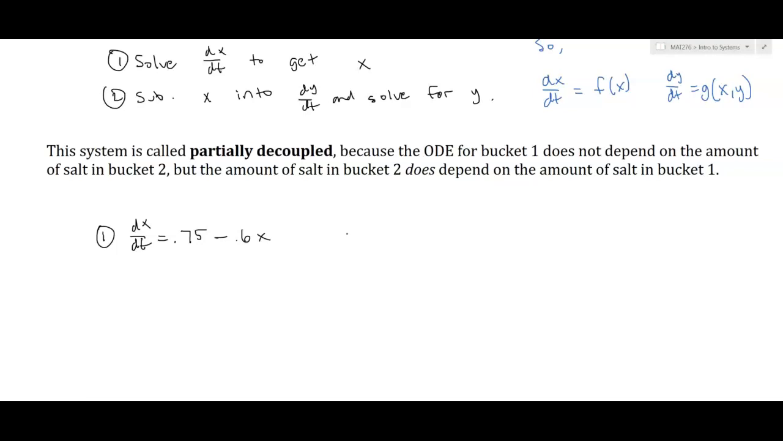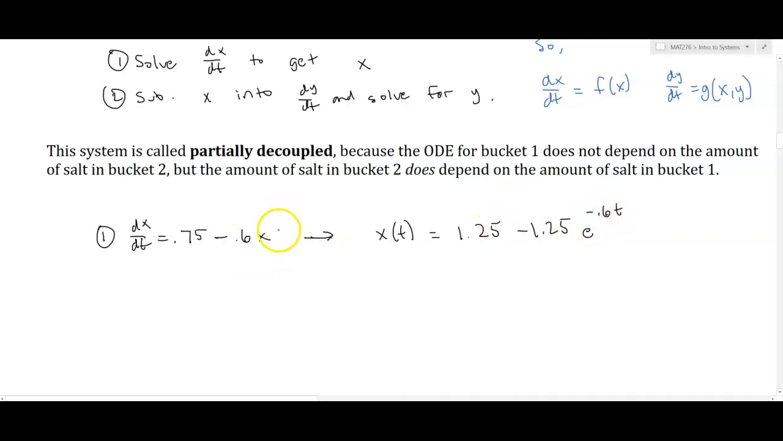And for just the demonstration, keeping this video relatively short, I'll just provide you with what this comes out to. If you were to solve this, we would end up getting x of t is equal to 1.25 minus 1.25 e to the negative 0.6t.